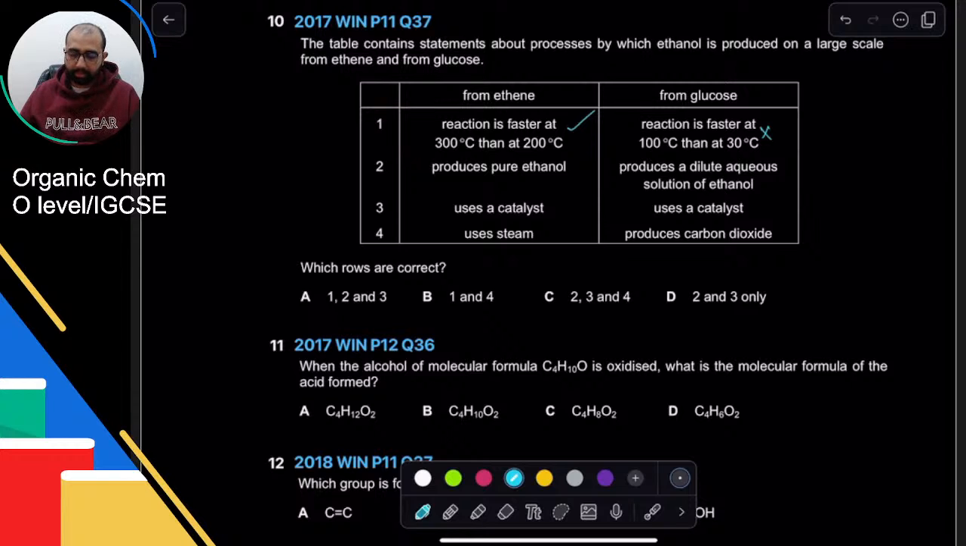Produces pure ethanol. Ethene, yes, it produces pure ethanol. Produces a dilute aqueous solution of ethanol. Are we getting any water here? This one statement is correct, yes. So both of them are correct. Uses a catalyst, yes. The catalyst in ethene is acid, the catalyst in glucose is yeast. Uses steam, yes. Produces carbon dioxide, yes. So where does the water come from here? Basically it is mixed with the glucose, that's where the water comes from. So this means 2, 3 and 4 are all correct. So that is why the answer is C.